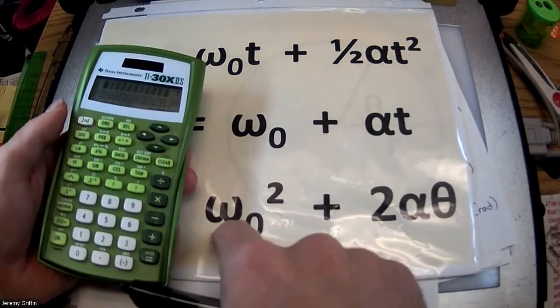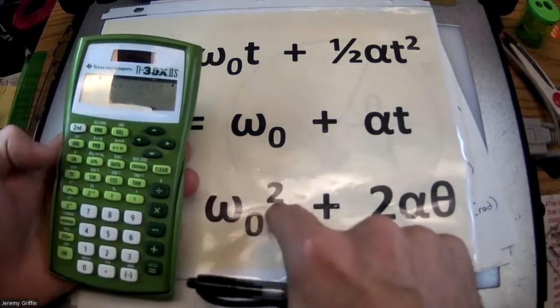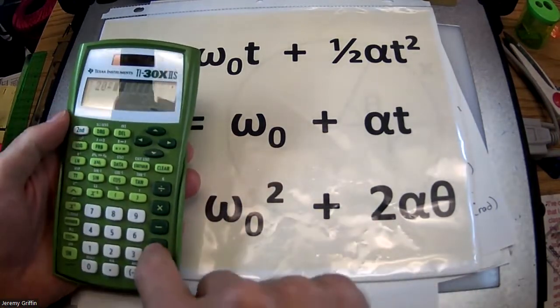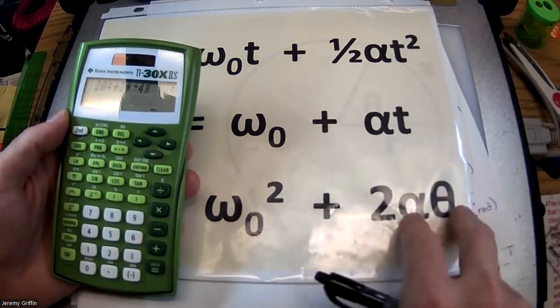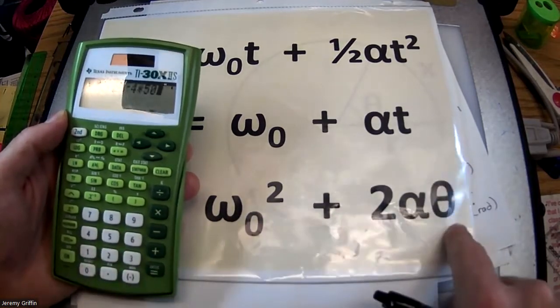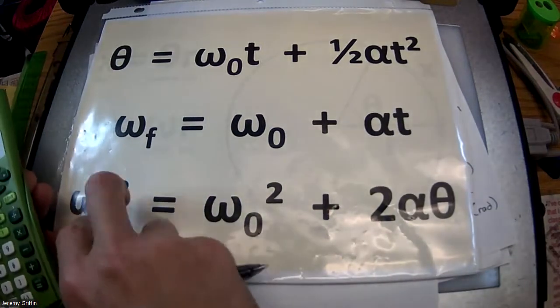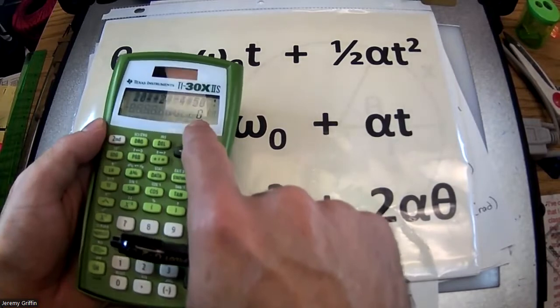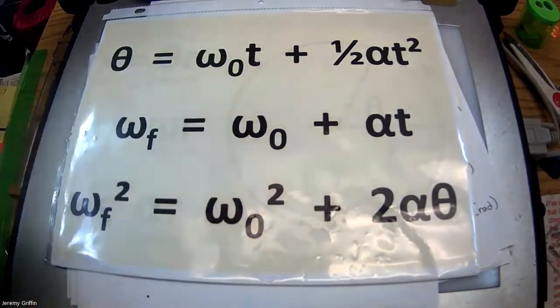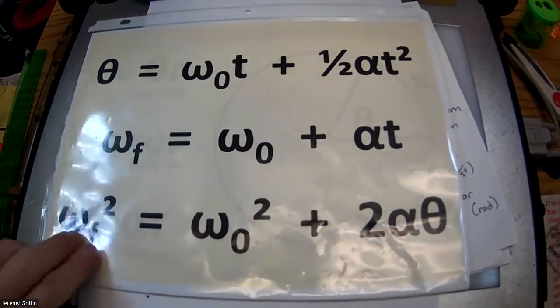So what's going 20 radians per second? Square that. Plus 2 times -4 radians per second squared times the answer of 50 radians. Should give you 0, right? Take square root of 0 is still 0. Sure it is. Look at that. Check that. So there's a few ways to get it. Let's do one more way.